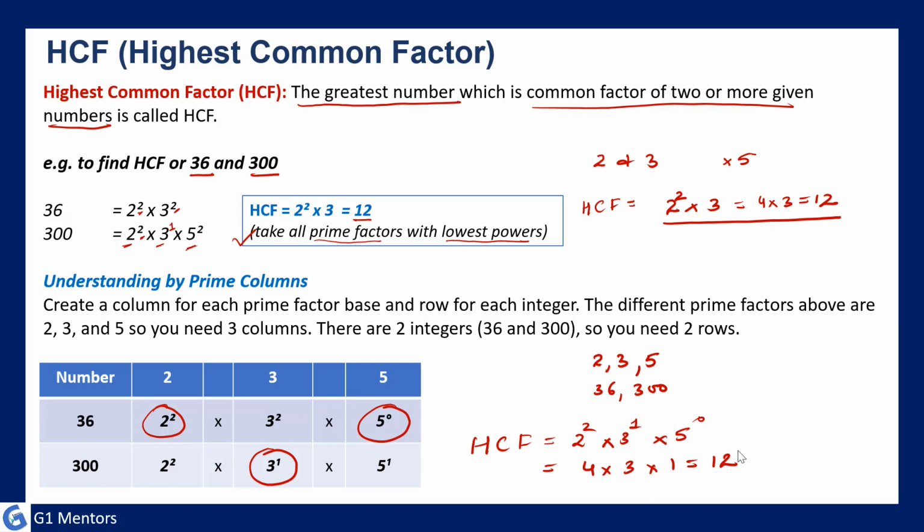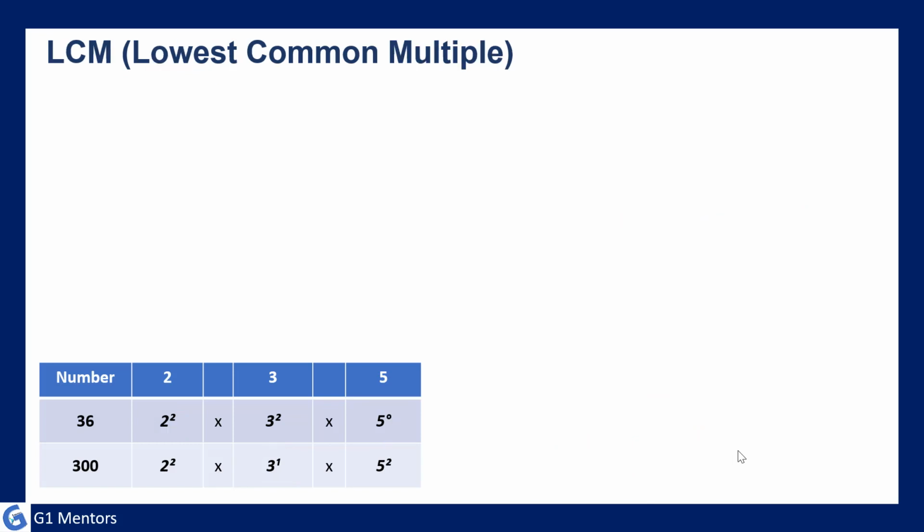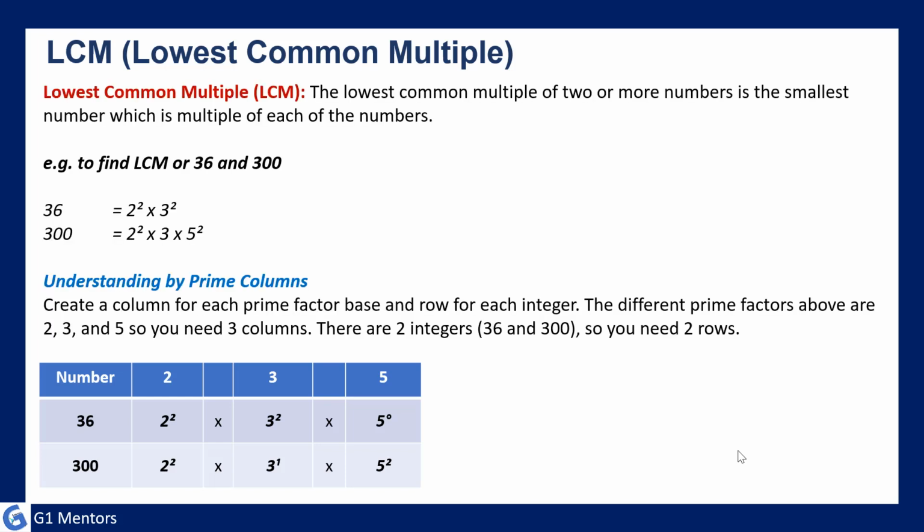Now let us understand what is LCM. LCM is nothing but the lowest common multiple. The lowest common multiple of two or more numbers is the smallest number which is a multiple of each of the numbers. So as we said, 36 was 2 square into 3 square. 300 was 2 square into 3 into 5 square.